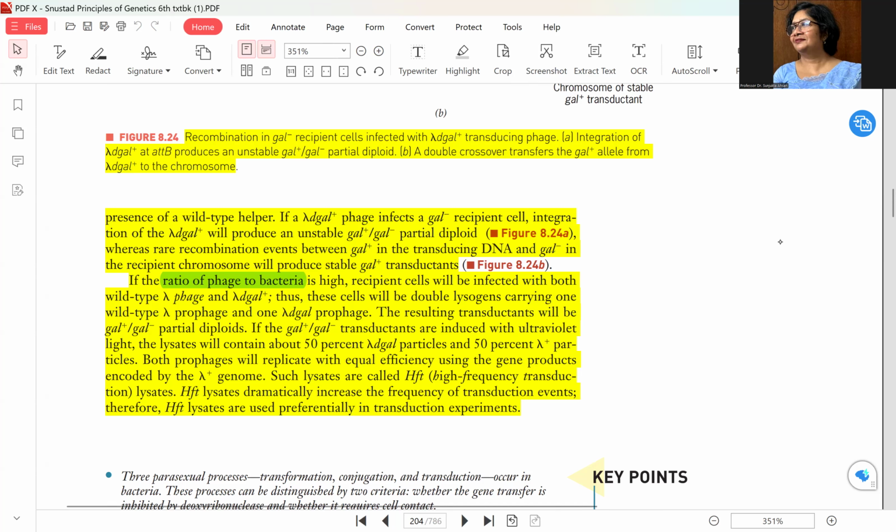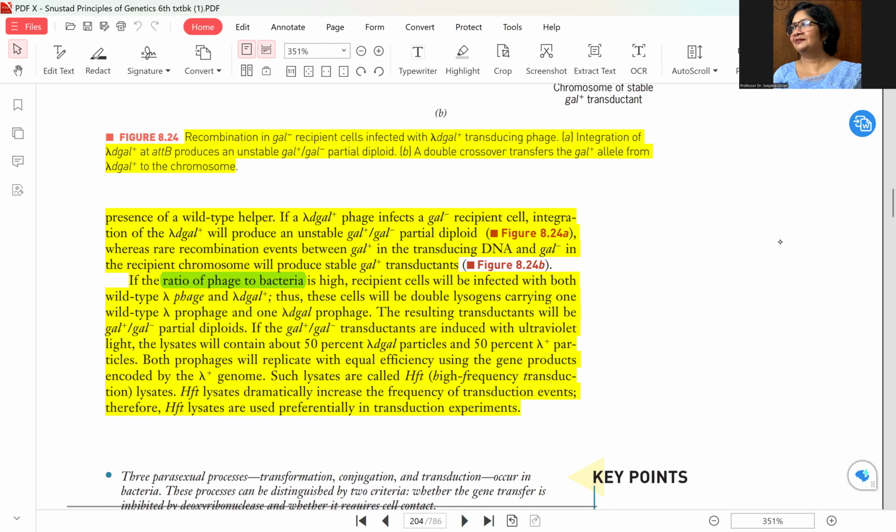In this case, if you use only lambda defective virus, then sometimes you don't get enough bacteria which have been transduced by the virus, because like any other gene transfer process, the transduction also occurs at a very low frequency. Usually on a general basis, 1 in 10 to the power 6 cells, that is 1 in a million cells, undergo this kind of gene transfer. So if you use only the defective form of the virus, then you don't get enough transductants. So it becomes difficult to study the effect of that gene.